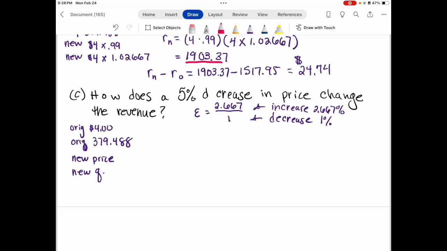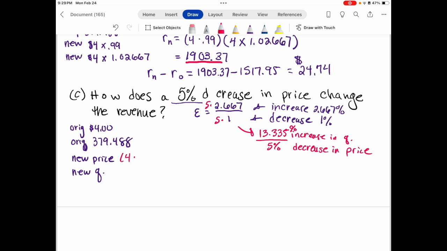So in this question, notice it's a little bit different. It says we need to look at a 5% decrease. So if I want the decrease to be 5%, I'm going to multiply the top and the bottom by 5. So on the top, I get that my new percentage is 13.335. That's going to be my increase in quantity for the percentage. And then on the bottom, I have 5%. This will be my decrease in the price.